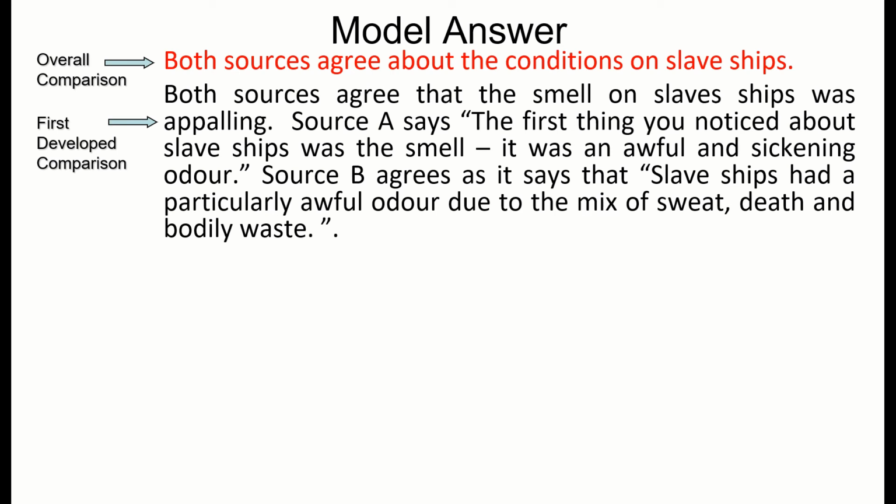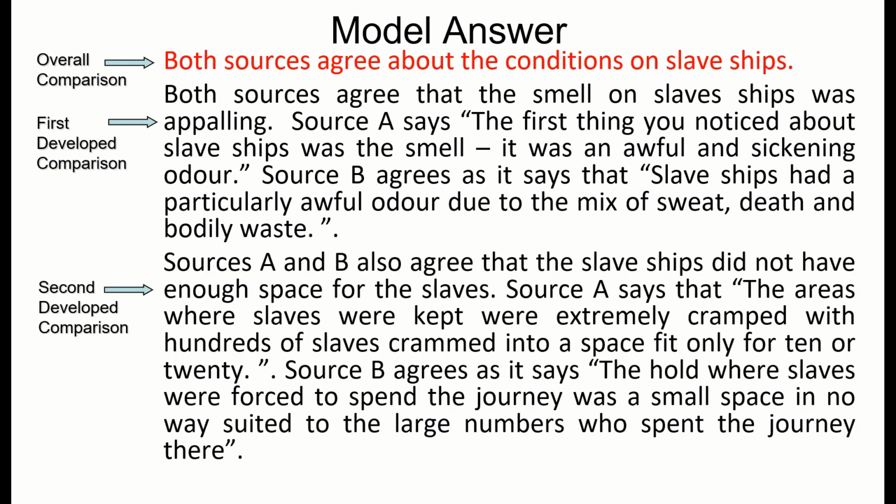And then we get a second mark for using sources. Source A says, the first thing you noticed about slave ships was the smell. It was an awful and sickening odour. Source B agrees, as it says slave ships had a particularly awful odour due to the mix of sweat, death and bodily waste. And then our second developed comparison: sources A and B also agree that the slave ships did not have enough space for the slaves. So again, we've said agree, and we've put a comparison into our own words, so we get a mark.